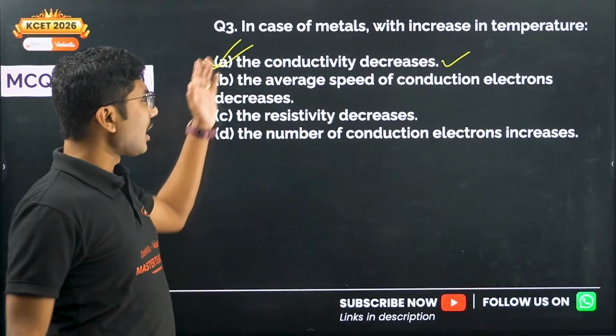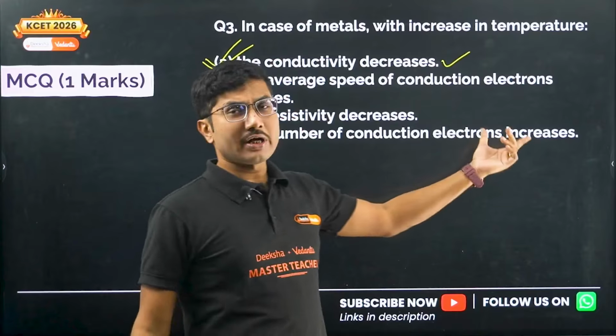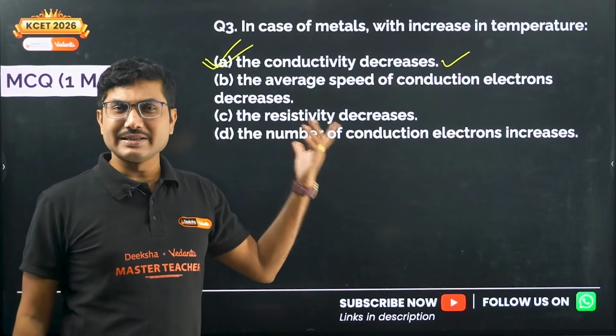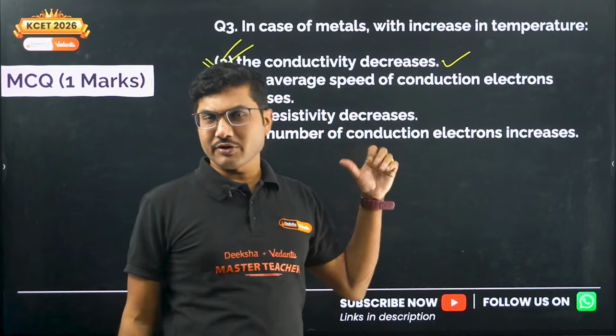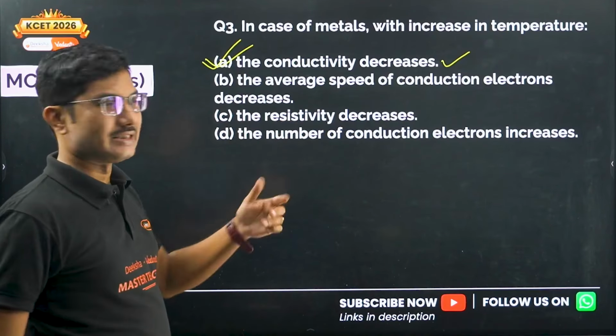Now the other options are all wrong, they are actually opposite. The number of conduction electrons remains unchanged, even though their speed increases. The total number of conduction electrons remains the same in case of metals, it does not increase.